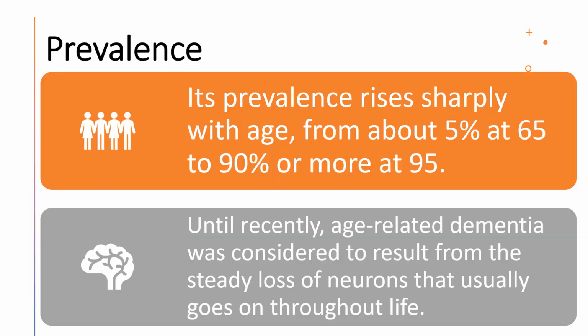So what is the prevalence of this disease? Its prevalence basically rises with age, from about 5% in 65-year-old persons to 90% at the age of 95 years. Alzheimer's disease basically results from loss of neurons that occurs throughout life.